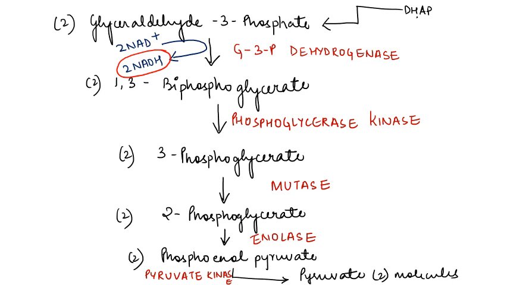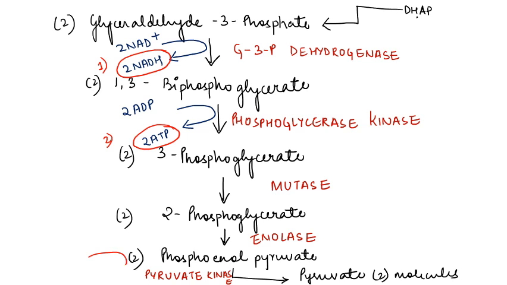Next, what will happen? When 1,3-biphosphoglycerate gets converted to 3-phosphoglycerate, again you can see from 1,3 it is changed to 3. Here also there is a release of ATP molecules, right? So 2 molecules of ADP get converted to 2 ATP. Clear everyone? So here you can see first 2 NADH were produced, second 2 ATP are produced. The third step is when phosphoenol pyruvate gets converted to pyruvate.